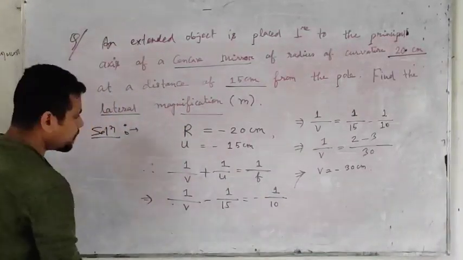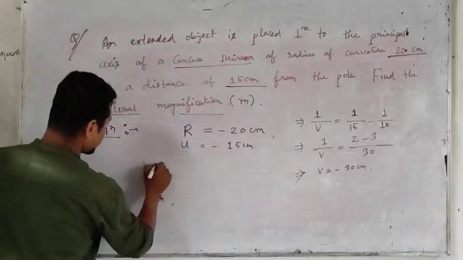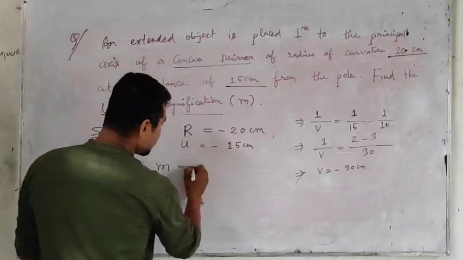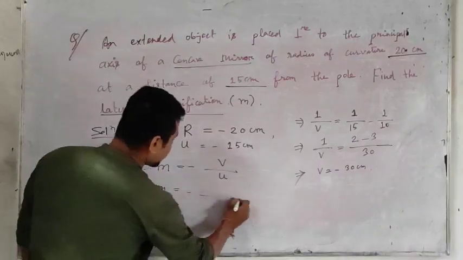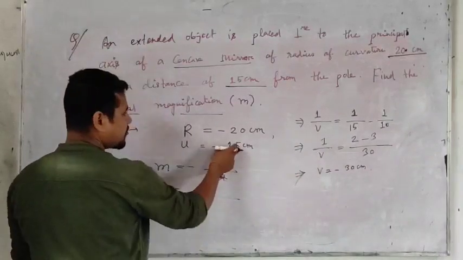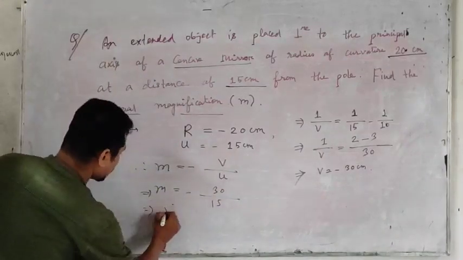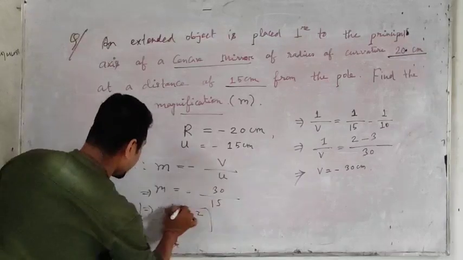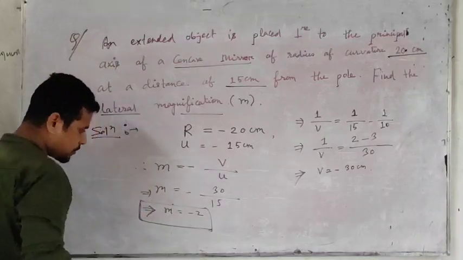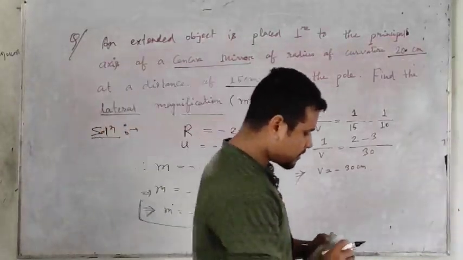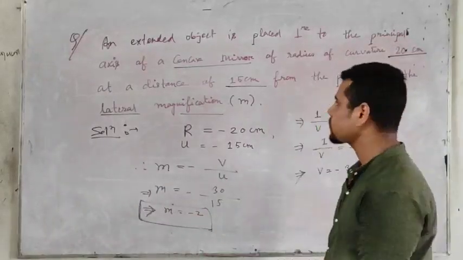Okay, so let's see what the magnification is. The formula for magnification is minus v by u. So minus v, that is minus 30, and minus 15, that means minus minus get cancelled, so 30 upon 15. So what is the value of magnification? Minus 2. Obviously we get an inverted image and a real image, right? For a real image the magnification is less than 0, so we get minus 2.